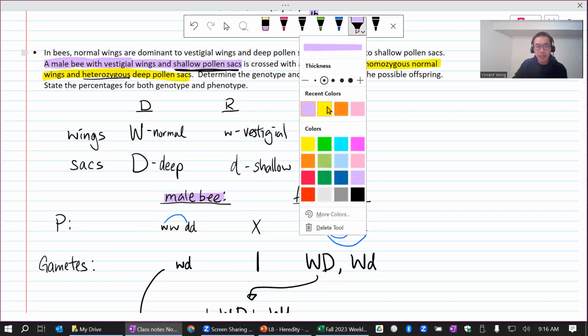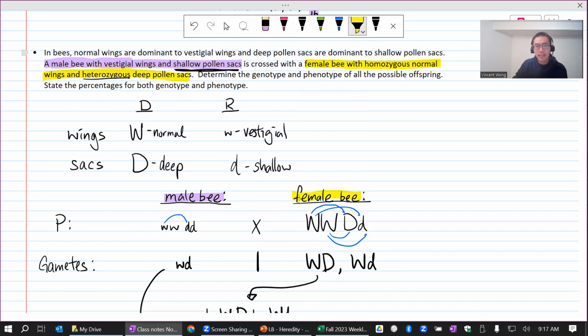For the female B, it says homozygous normal. Homozygous, homo means pure, right? So that's why it's big W. It's not heterozygous where it will be big W and small w. It's not that because the question says it's homozygous. But then for the pollen sac, it's heterozygous. It's different. That's why it's big D and small d.